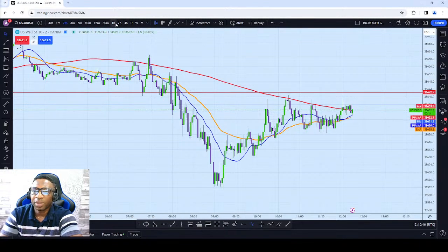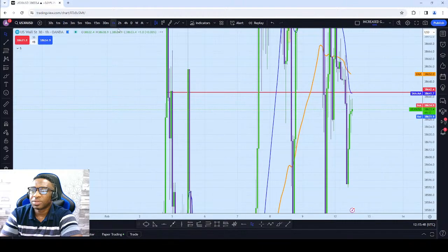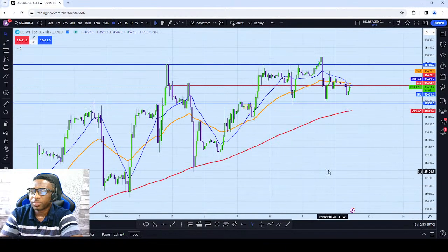So if I quickly check on this, the US30 has been in an upward trend, so currently it's on hold at this level between these key levels, the 38550 level and the 38750 level. So price is currently holding at this level.